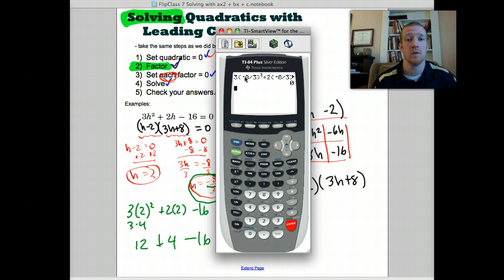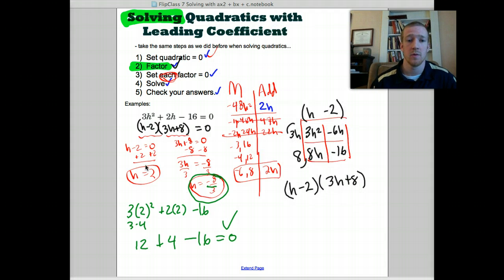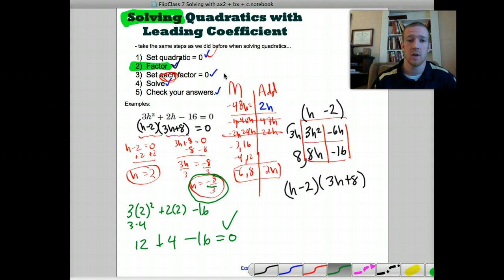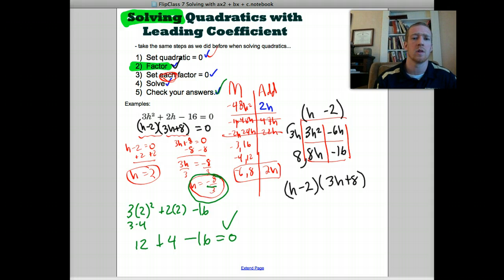There's many other ways to use this kind of a calculator. So if you have this kind of calculator and you want to see other ways to check your answers, please see me sometime outside of class, and I'd be happy to show you how to use this calculator. So we've checked both our answers. We've completely solved this problem. So let's do one more. I'm going to do this one a little faster than I just did the one now.